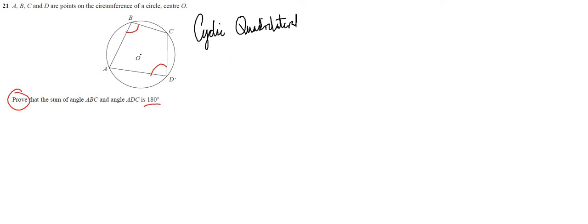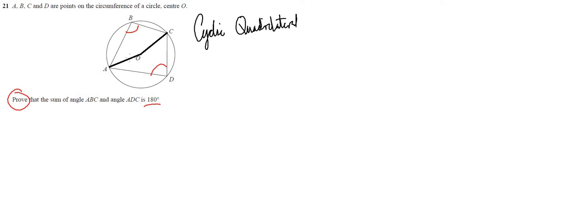So we can't simply say that the opposite angles of the cyclic quadrilateral are 180 degrees. We've got to do something more. So what can we do? So let's use some basic facts that we know. So I'm going to use one of our circle theorems. So I'm going to draw a line from A to O. And then I'm going to draw a line from C to O.